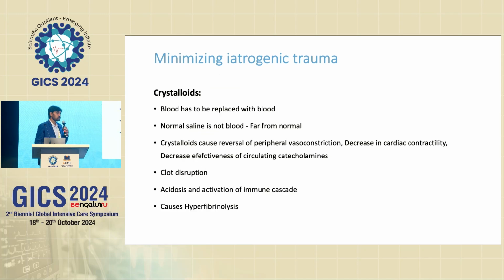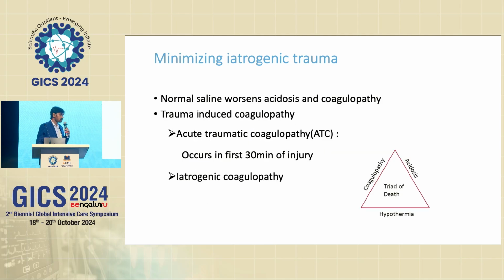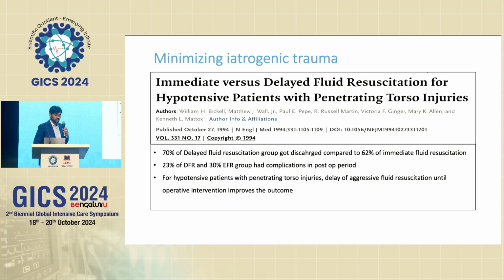The more crystalloids you give, the more will be the acidosis, the more will be the immune effect, and more will be the disruption of the clot. The most harmful thing is that by improving the peripheral perfusion, it will prevent the peripheral vasoconstriction, thereby causing more bleeding to happen. So avoid crystalloid administration to avoid the worsening of the lethal triad.